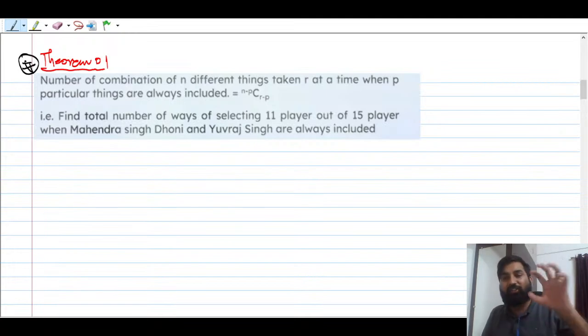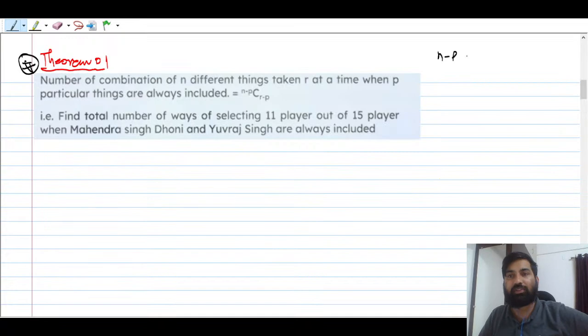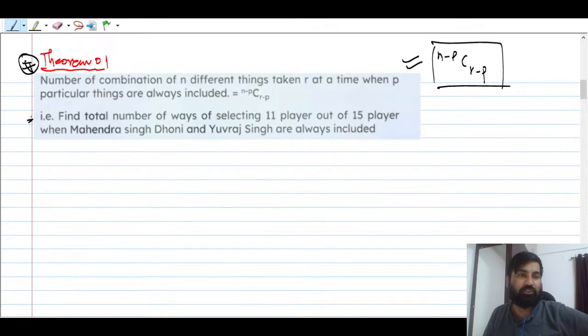So this theorem, you read it first. I am very sure that nobody is going to understand this theorem, but once we solve the problem, you will understand that formula. Right now you know only the nCr and nPr formulas, that's it. But read this theorem, it is very important, and we will solve the problem based on it first. Then you will understand this formula, how we have got n minus p C r minus p. We are going to prove this by solving this question. First read theorem number one.